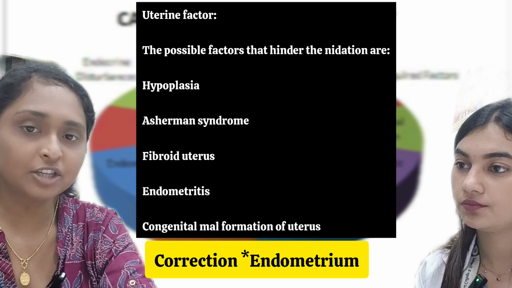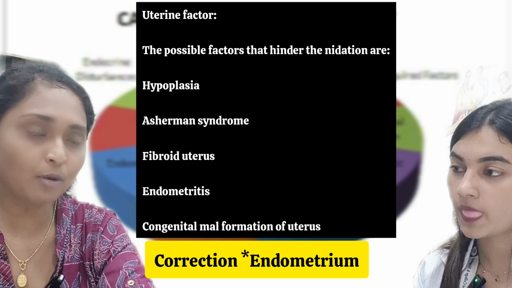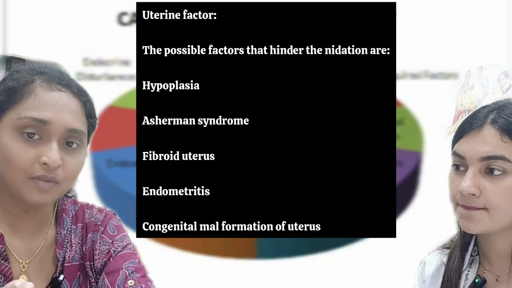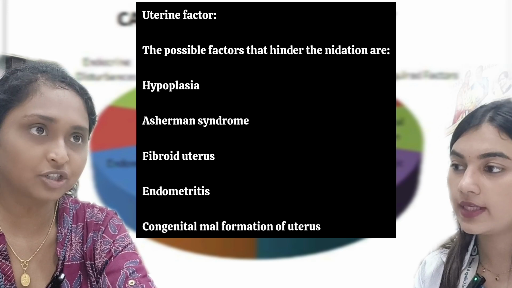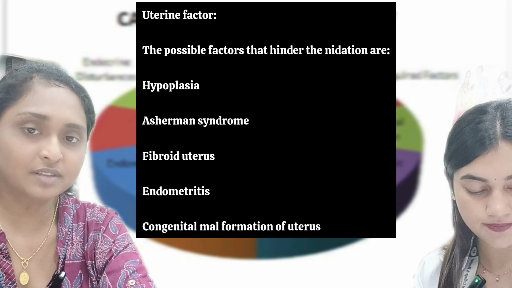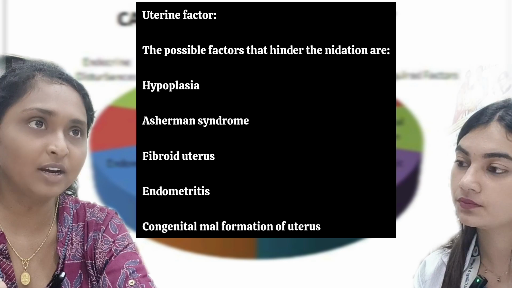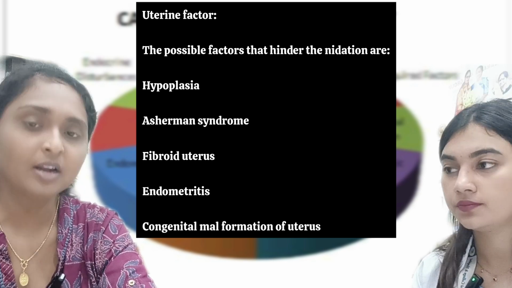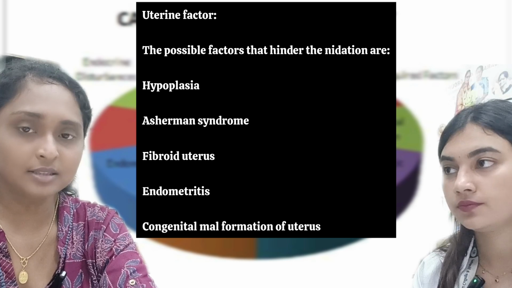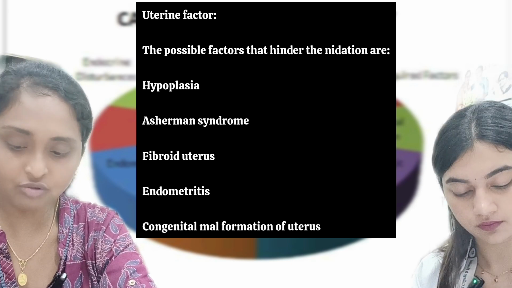Okay. Why does Asherman syndrome occur? If there is any previous history of abortions, they would have scraped the endometrium during that time, during the procedure of dilatation and curettage. At that time, they would have scraped the endometrium, which is now leading to the adhesions between the endometrial cavity. There is no space, first point, and there is a damaged endometrium. This is Asherman syndrome. It is one of the major uterine factors.